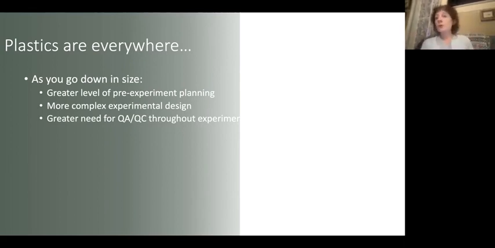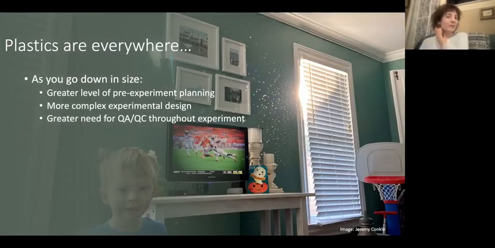We've talked about this already in this course: plastics are everywhere. The smaller the microplastic that you're aiming to pull from a sample, the greater level of what I would call pre-experiment planning is needed. You're going to need a more complex experimental design. You're going to have a greater need for QA/QC throughout every single step of your experiment or your extraction.